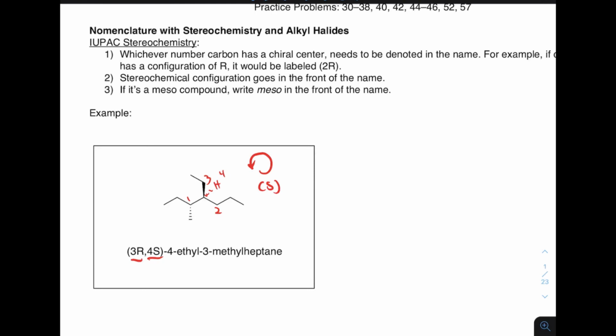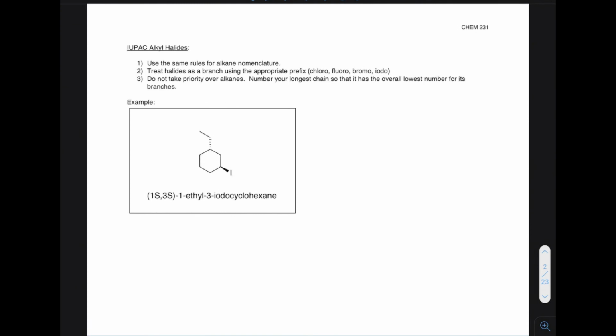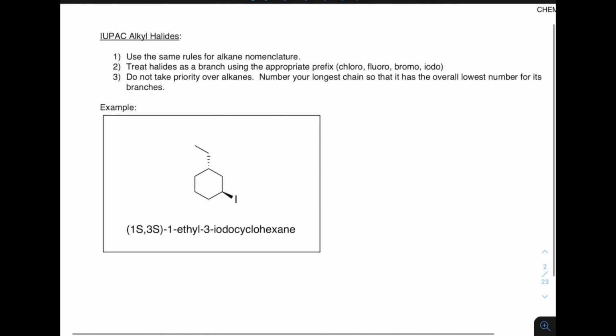So next, we know how to name with stereochemistry now. So let's look at naming with alkyl halides. I talked about this briefly in Chapter 3, but essentially it is the exact same rules as alkane nomenclature. But instead of treating it like an alkyl substituent, which we can't do whenever we have a halogen, we treat it as a branch using the appropriate prefix. So a chlorine would be chloro, fluorine would be fluoro, bromine would be bromo, and iodine would be iodo.